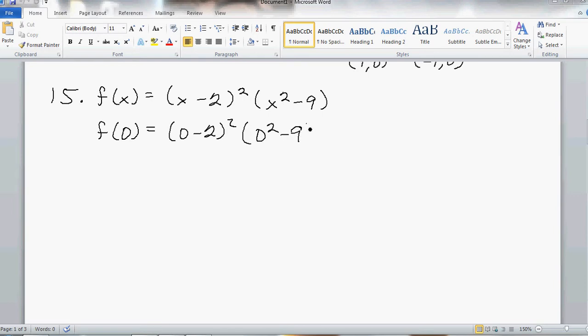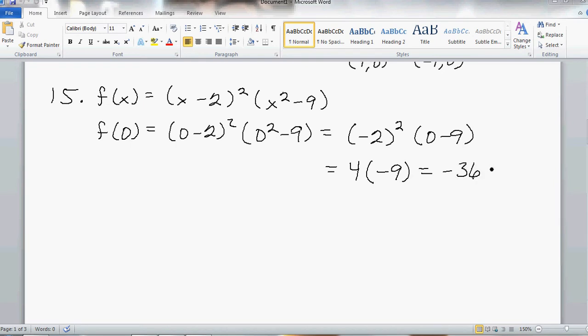Okay, let's just work this out. It's a plug and chug. 0 minus 2 is negative 2, and we're going to square that. 0 squared is 0, 0 minus 9. Negative 2 squared is 4, times 0 minus 9 is negative 9, and 4 times negative 9 is negative 36. So when x is equal to 0, y is equal to negative 36.